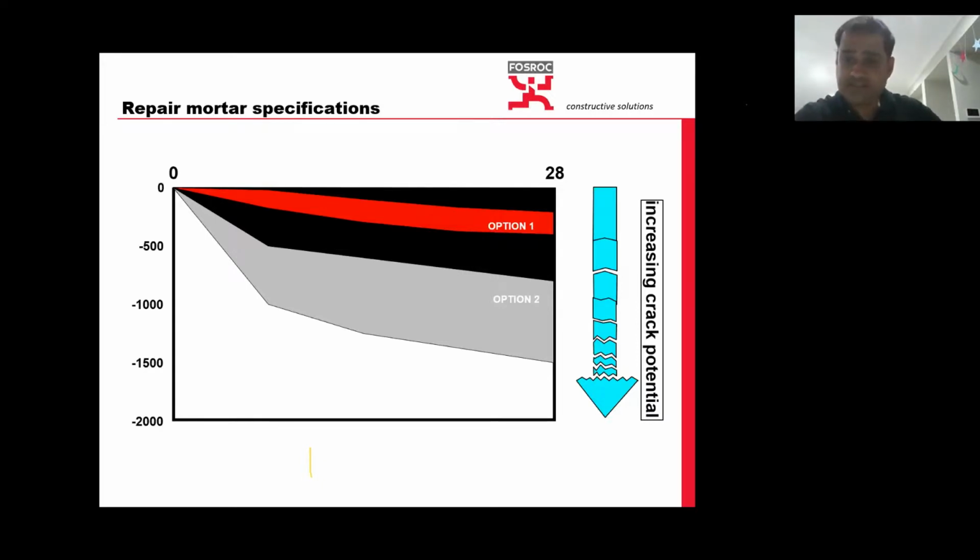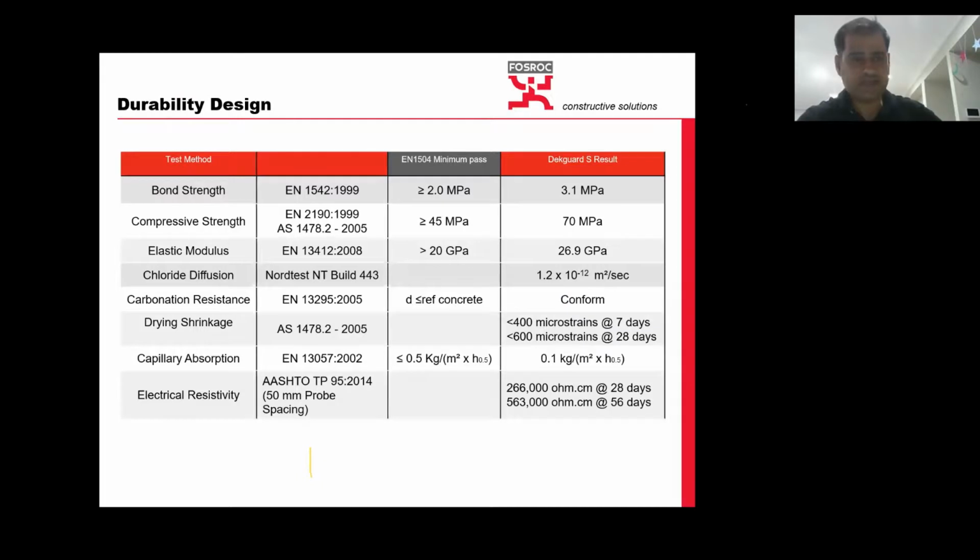And as I said, this is one of the most important properties for the selection of a good repair mortar while you are repairing these high design life structures. So most of the suppliers, they won't write it on their technical data sheets. This is a sample durability design for a good repair mortar where it tells about bond strength.